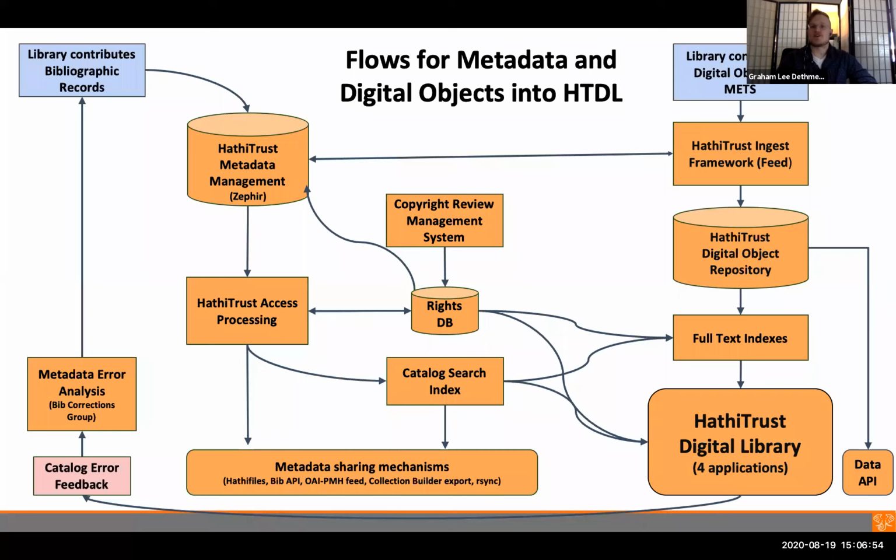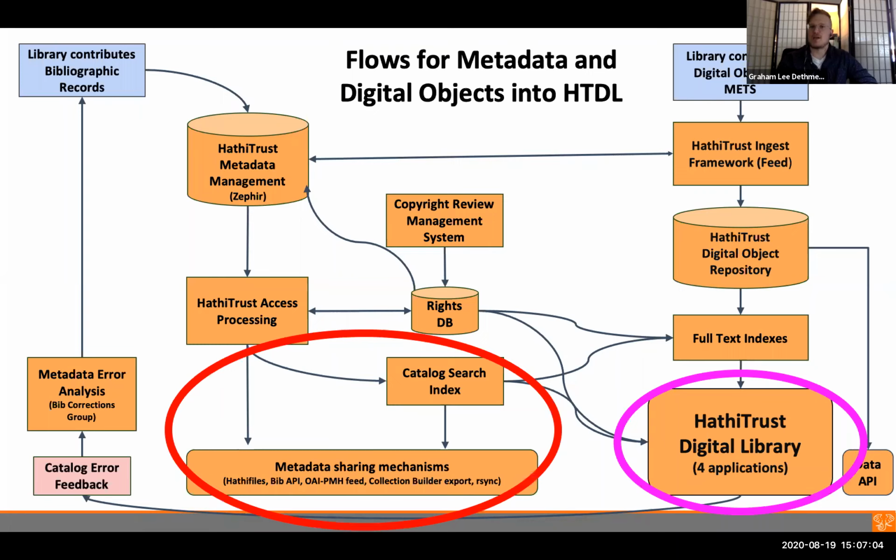Basically, the process starts with the blue boxes at the top right and left corners, with contributions from member libraries of both metadata records and digital objects, respectively. Despite all of the processes on the screen, I'm going to focus primarily on these small pieces for bibliographic metadata at the ends of the workflow, the sharing mechanisms, catalog search index, and one or two of the applications that make up what we generally think of when we think of the HathiTrust Digital Library.